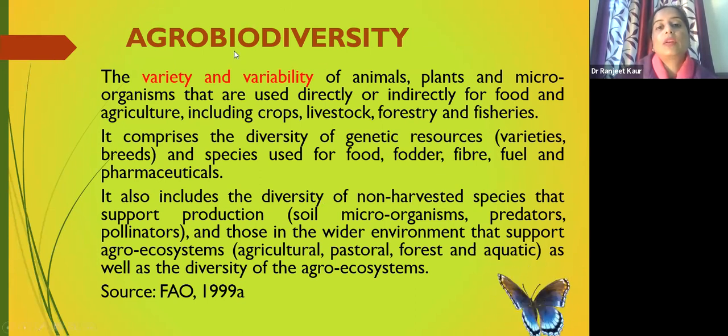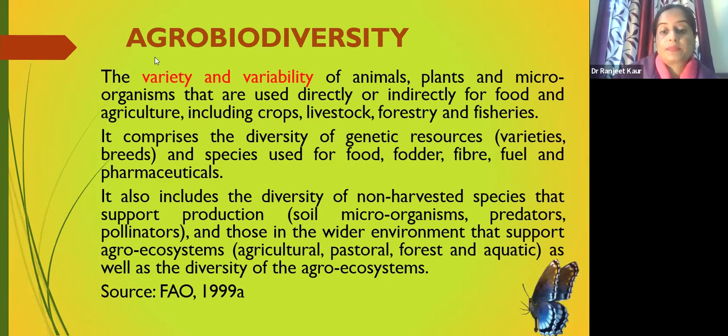Now we come to the definition of agrobiodiversity. Now, agrobiodiversity is the variety and variability of plants, animals, and microorganisms that are used directly or indirectly for food and agriculture. It includes crops, livestock, forestry, and fishes. It also comprises diversity of genetic resources and diversity of non-harvested species that support production. That means that it includes the soil microorganisms, predators, etc.